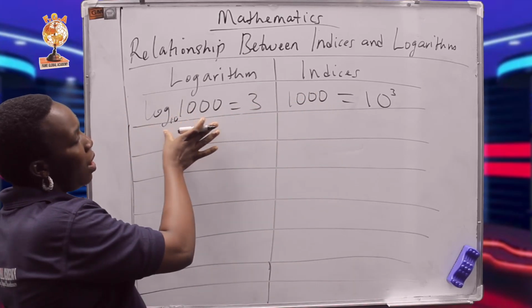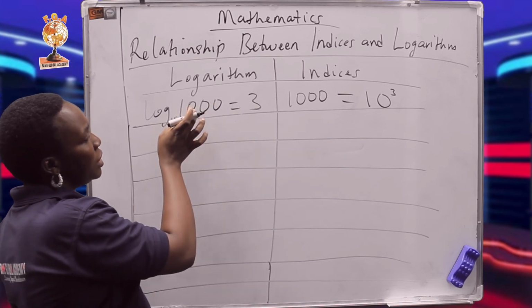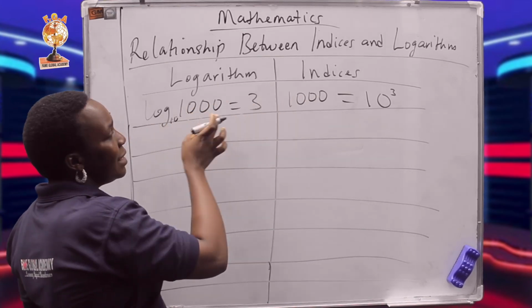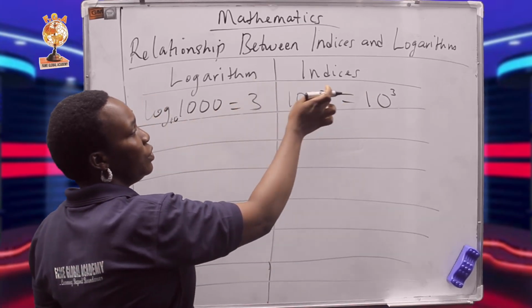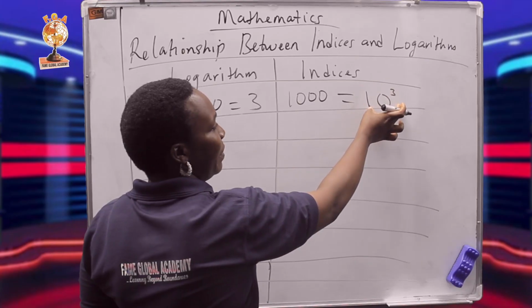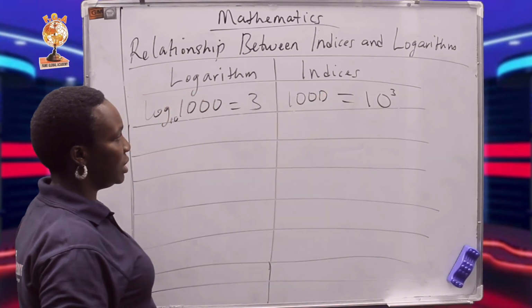Okay, so what happened here is a very simple thing. This is 1000, this is 1000. Then for you to get the answer, it is the base raised to the power of 3, which is this. And if you multiply this, of course, you get back 1000.